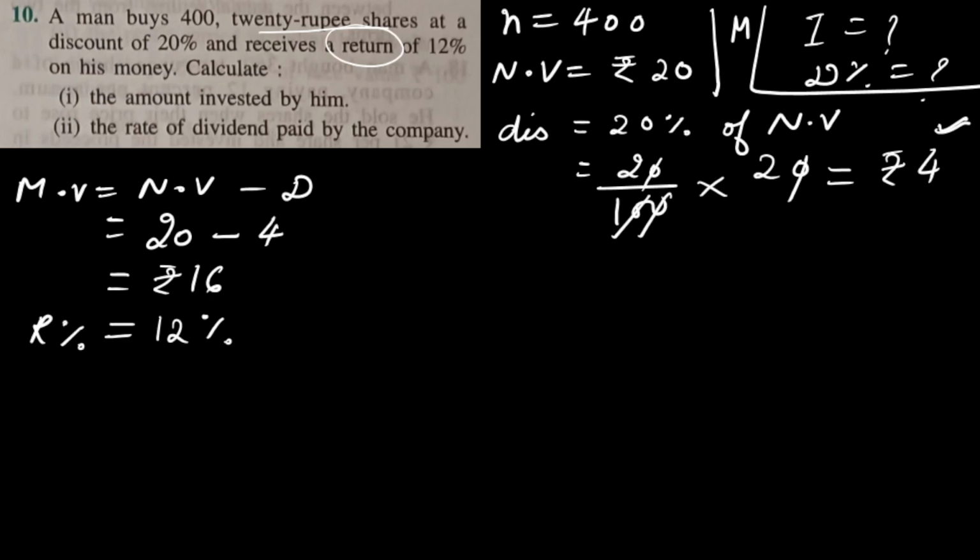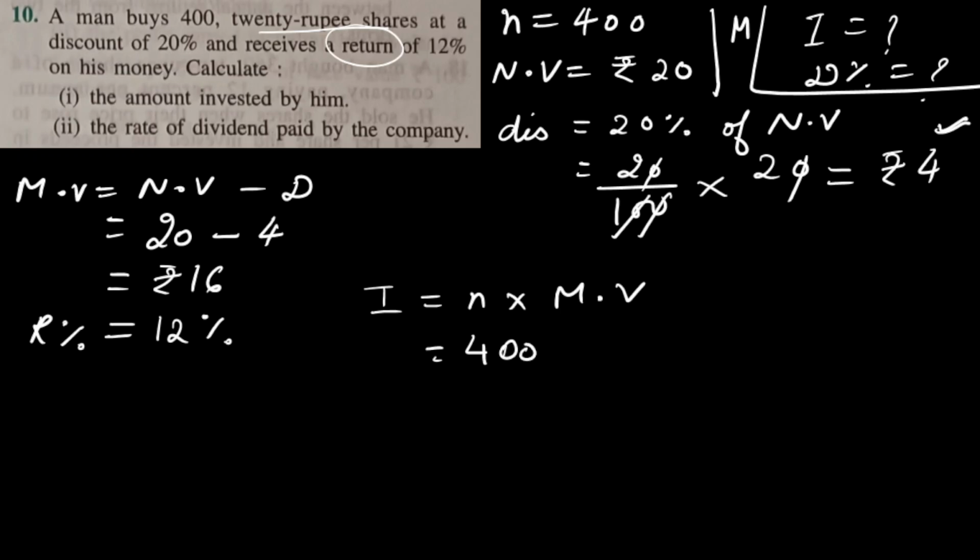So let's see which formula we have to use. Again, you can write the formula. The first formula is investment is equal to number of shares into market value. First of all, see if these things are given to us, because we have to find investment. See, number of shares is given, 400. Okay, I can substitute. But first check MV. MV just now we have calculated as 16, right? So we can use this formula to find investment.